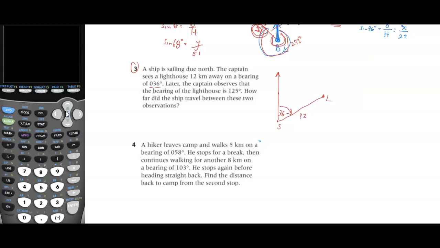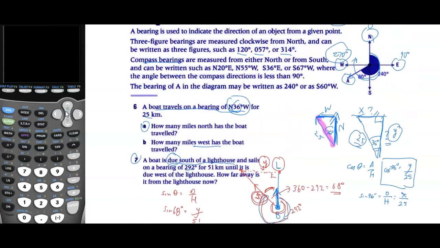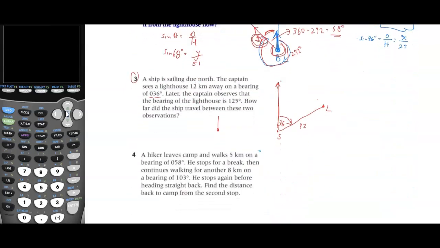There's the lighthouse, okay? Later, the captain observes that the bearing of the lighthouse is 125 degrees. So like after you travel north for a while, you look back at the lighthouse, and now the bearing is going to be 125 degrees. What does 125 degrees look like? Well, remember, this direction here is 90. So if this is 0 and this is 90, 125 degrees would be less than 180, but it would be more than 90. So it would kind of be pointing back like that. Okay, so this would be measured from the north. So here to here, they're saying is 125 degrees.